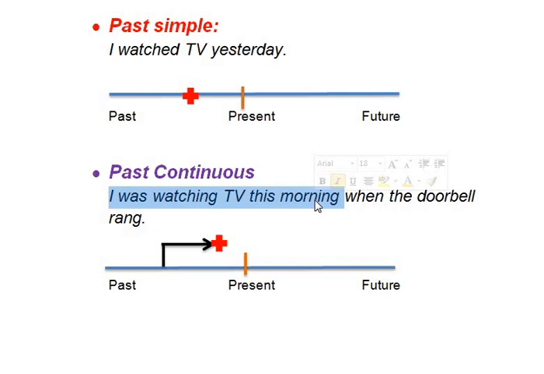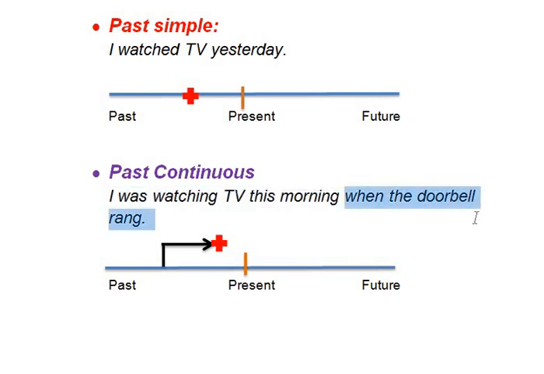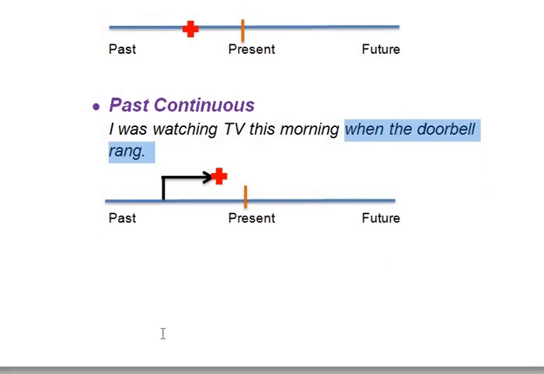As I told you already, I was watching TV this morning is an unfinished ongoing activity, and I told you it must always be followed with one finished action. Here the finished action is the doorbell rang. That means when I was watching TV, the doorbell rang. This interrupted the unfinished ongoing activity. In this context, we have to use past continuous tense, which interrupted unfinished ongoing activity using a finished action.